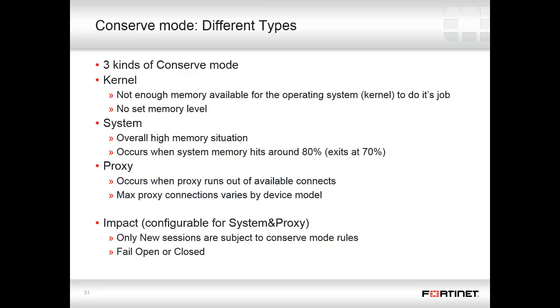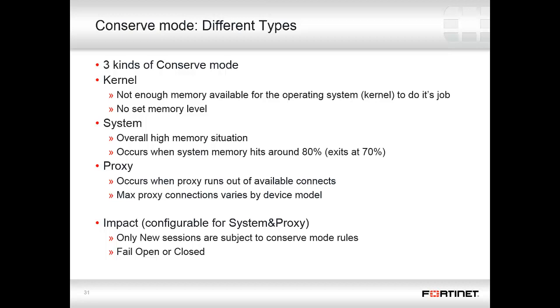The FortiGate can enter in 3 kinds of conserve mode. Each one has slightly different causes and behavior. Kernel conserve is when the FortiGate's operating system runs out of memory to do its job. There's no set memory level for this, but it can be caused by things like too many files being opened by the processes, too much information on the stack, etc.